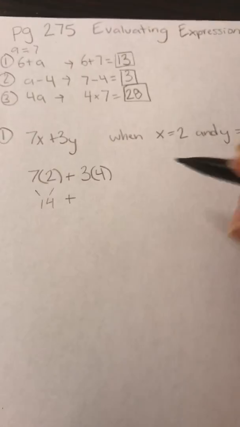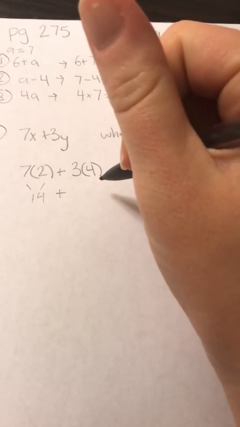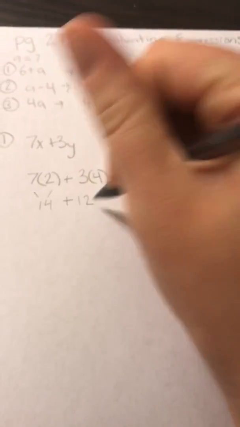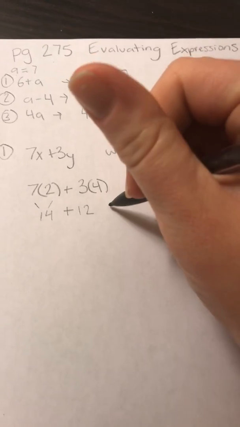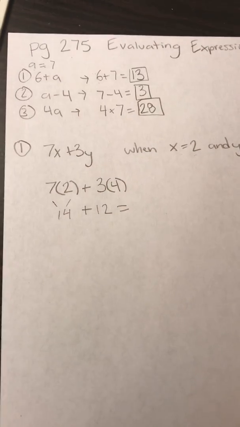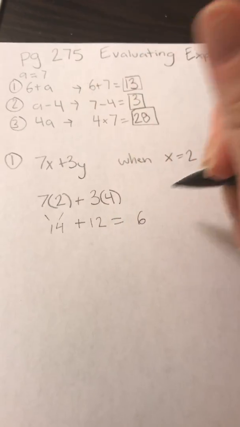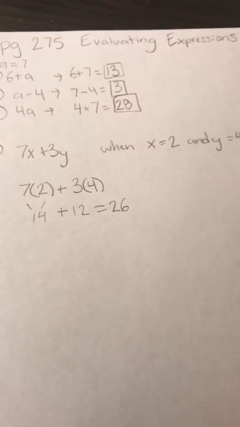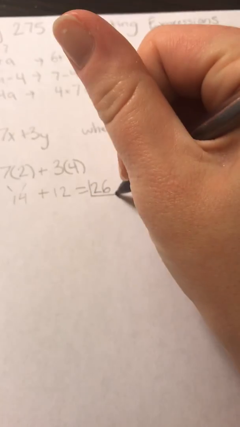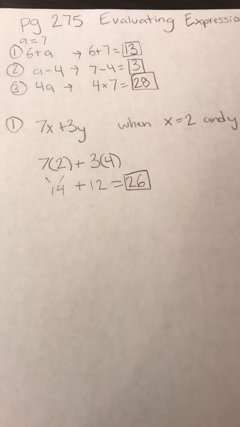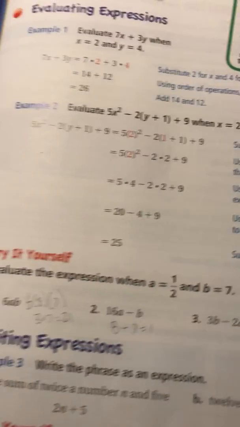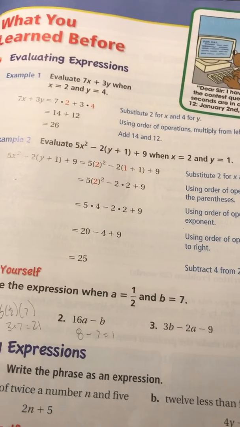7 times 2 equals 14 plus 3 times 4. 3 times 4 equals 12. Now you have your addition problem. You're going to just add. So you know your 4 plus your 2 equals 6, and your 1 plus 1 equals 2. 26 is your answer. All right? Now there's another one. This one is even bigger, the next example they gave you.